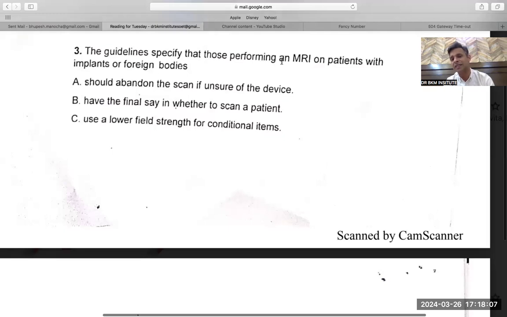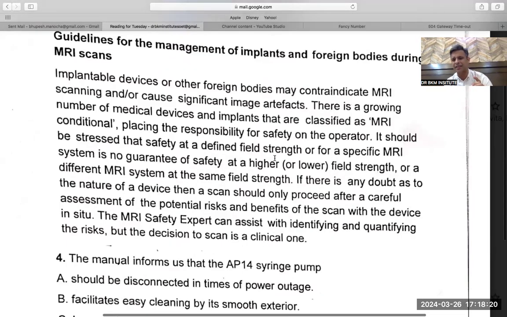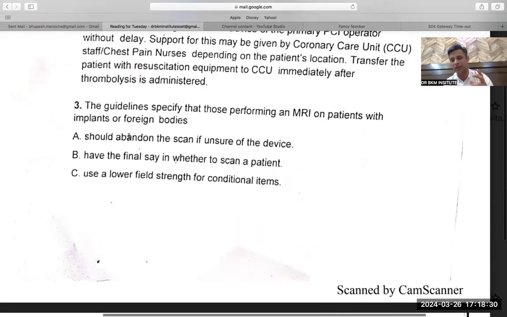Okay, the guidelines specify that those performing an MRI on patients with implants or foreign bodies should abandon the scan. Abandon means should stop the scan if unsure of the device. I don't find anything that says they wanted to stop. They only said that it should proceed only after a careful assessment, but they were not talking about abandoning. So this is a very hard word for me. I would like to eliminate it, but again, I'm not sure.